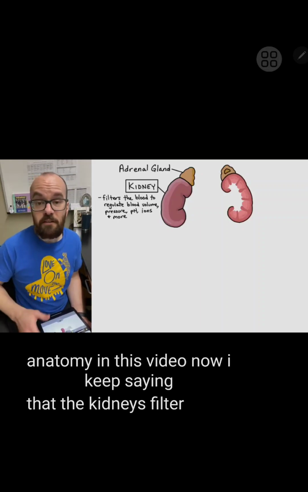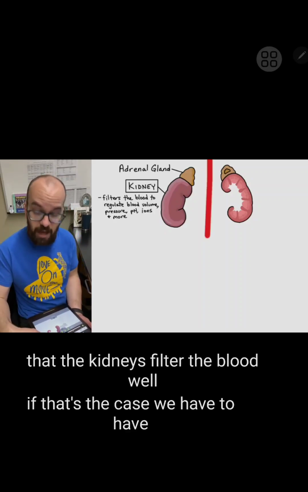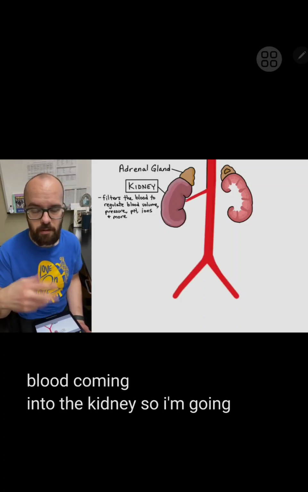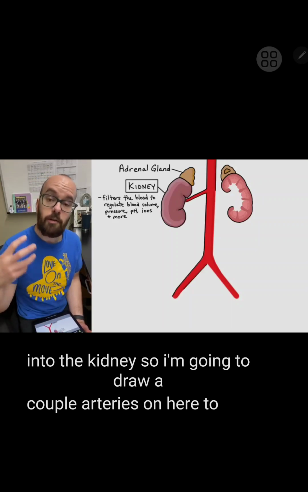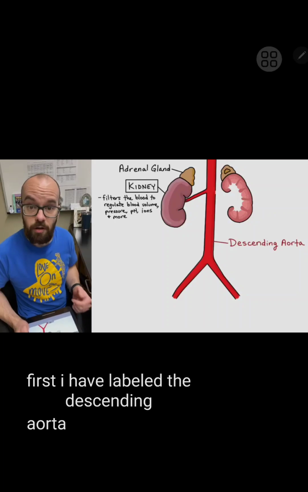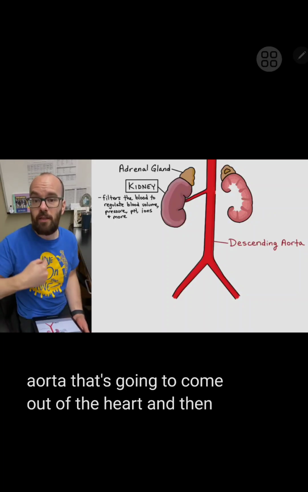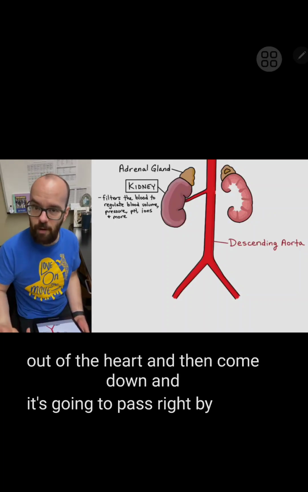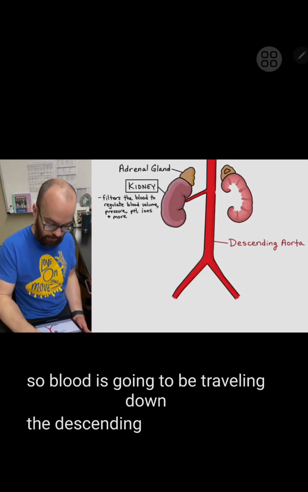Now, I keep saying that the kidneys filter the blood. Well, if that's the case, we have to have some blood coming into the kidneys. So I'm going to draw a couple arteries on here to show the blood coming into the kidneys. First, I have labeled the descending aorta. That's going to come out of the heart and then come down, and it's going to pass right by the kidneys. So blood is going to be traveling down the descending aorta.